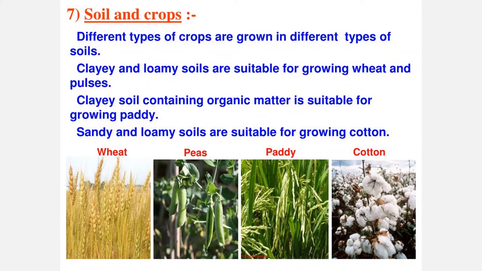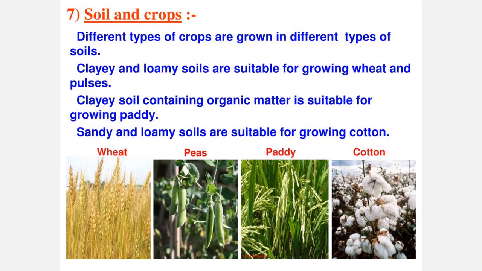Now soil and crops. What does it mean? What type of soil is suitable for the crops? Different types of crops are grown in different types of soil. Clayey and loamy soil are suitable for growing wheat and pulses. Clayey soil containing organic matter is suitable for growing paddy. And sandy and loamy soil are suitable for growing cotton. I hope you understand.